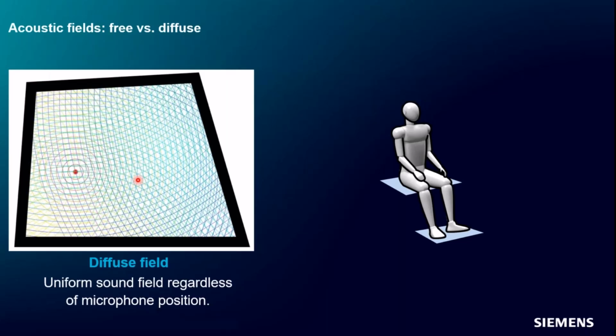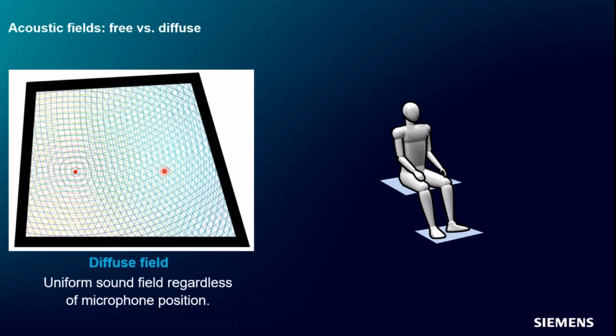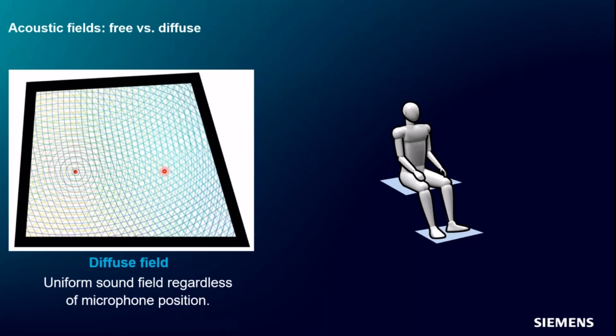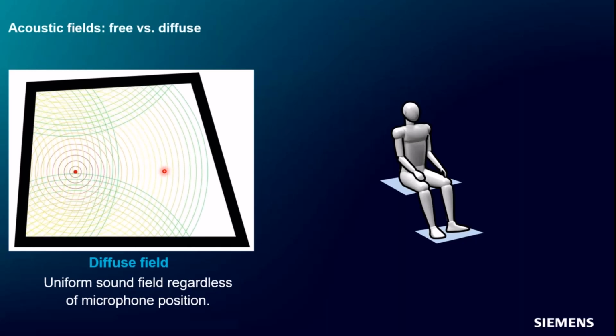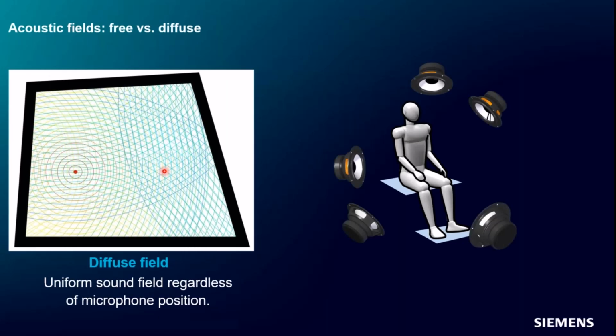If we were to measure in this diffuse field with a microphone, we'd get the exact same sound pressure level reading, or even an intensity reading with an intensity probe, anywhere we went in this room. We want the sound to be perfectly homogeneous in every direction and every location. And we use this diffuse field to approximate situations where the sound is coming from all around you.